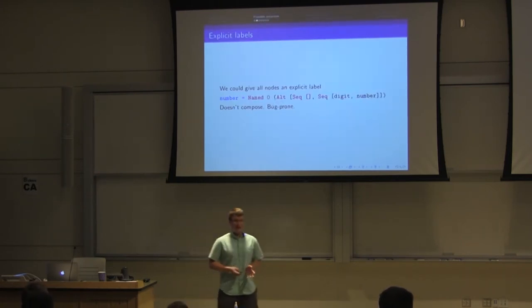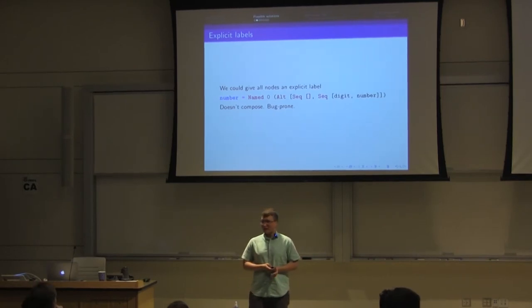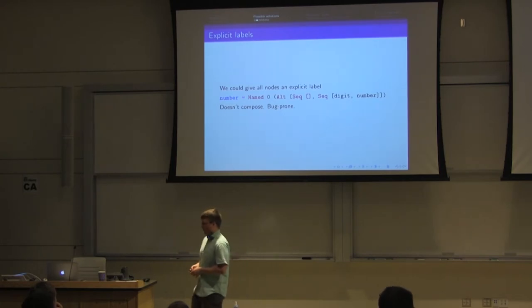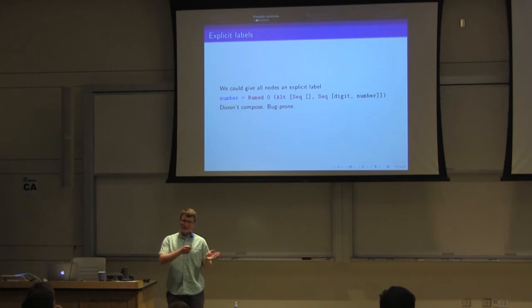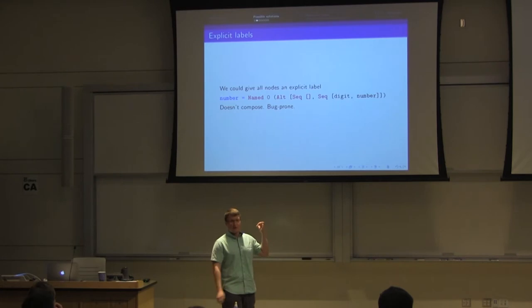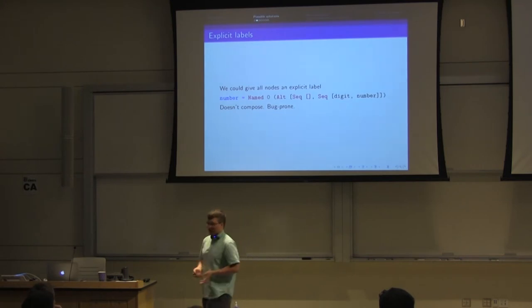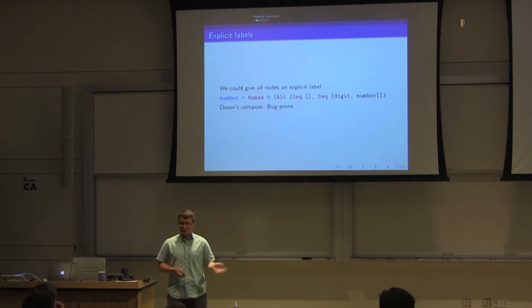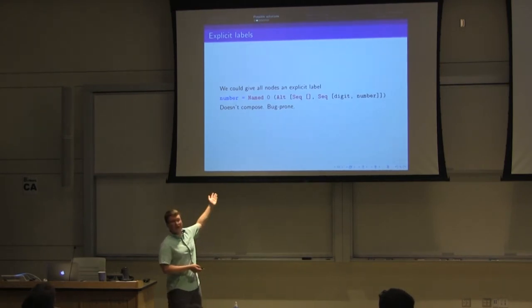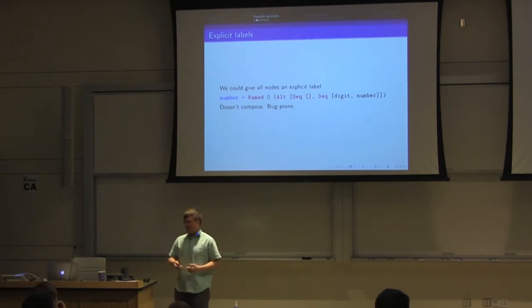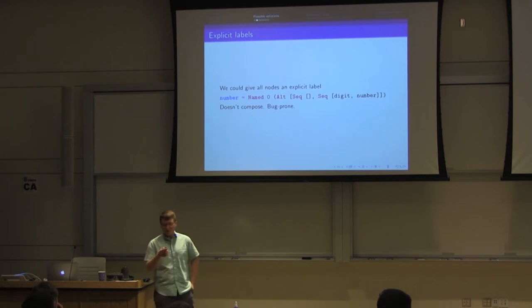We could provide an explicit node label for every single node, but the problem is that names do not compose, in the sense that if you have a large program and you have two separate graphs, you have to make sure that labels do not intersect, right? And furthermore, it's bug prone precisely because this doesn't compose. It's also an extra burden on the developer to come up with names. And if you think about it, you already have all of the names, right? You have number there. It says number, so we do have a name, but we cannot use that name because of referential transparency.